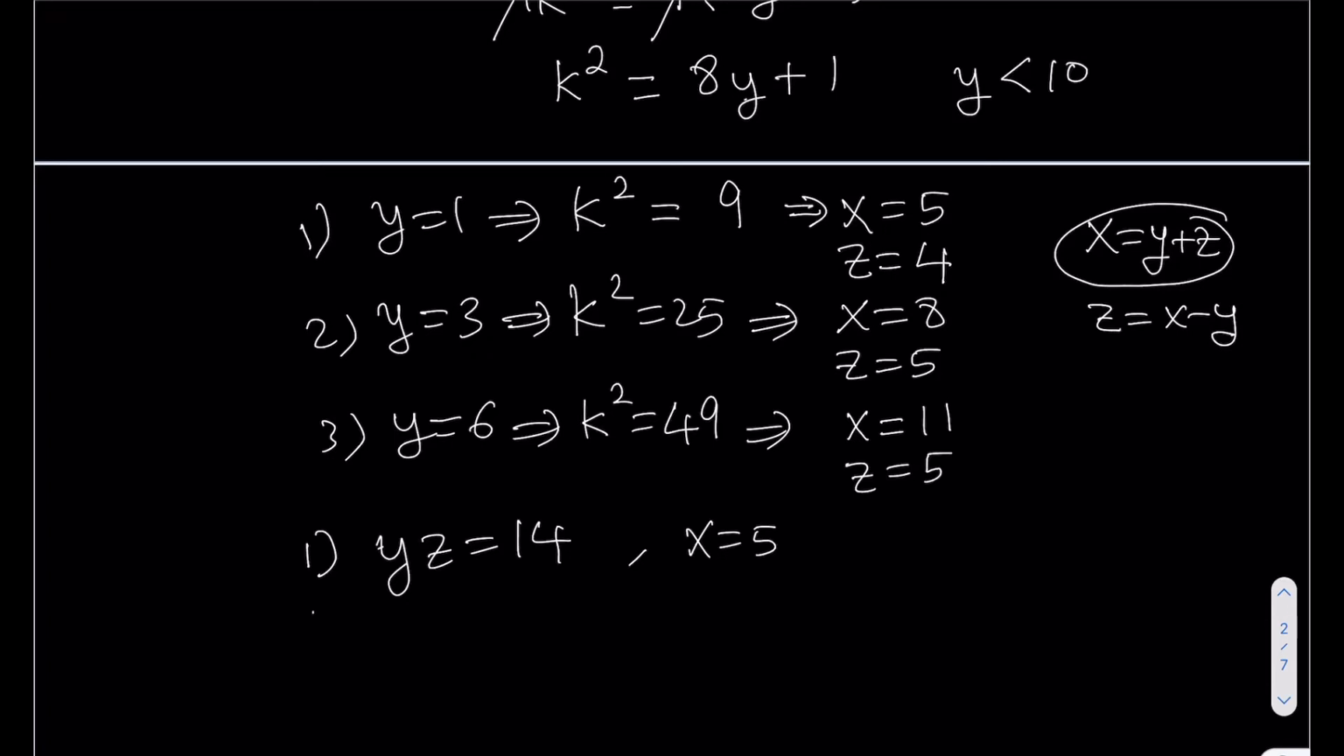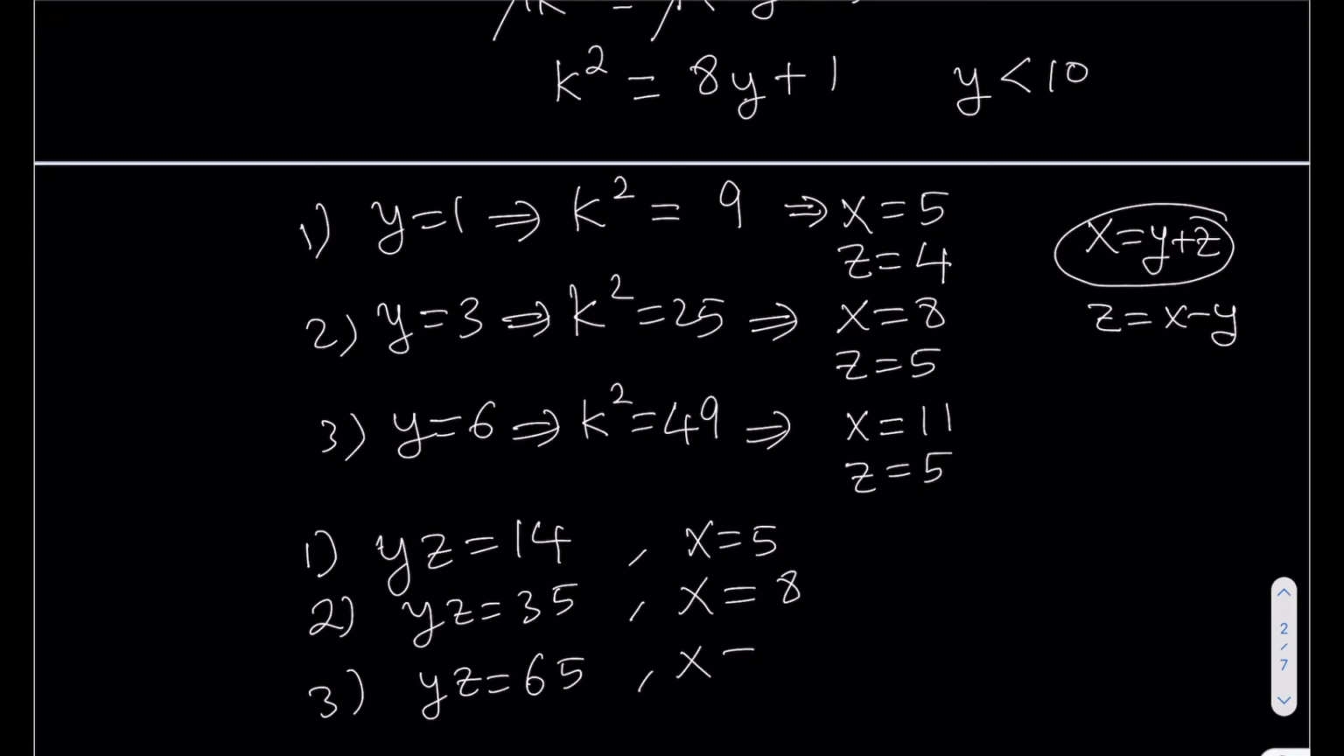Let's look at the second case scenario. In this case, yz is going to be 35, where x equals 8. Again, that's not very reasonable. Grandpa is probably older. And then let's look at the third case scenario, meaning that yz is equal to 65, right? And x equals 11. So this means that Grandpa is 65 years old and David is 11 years old.